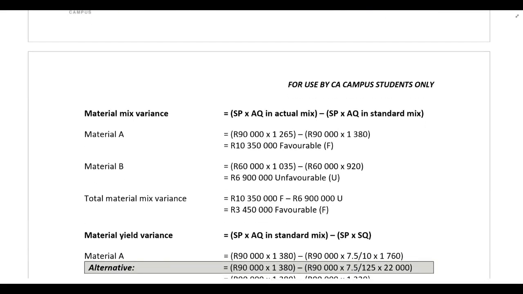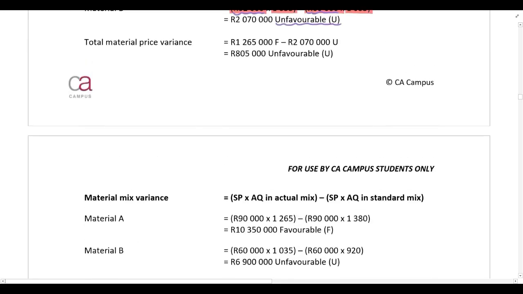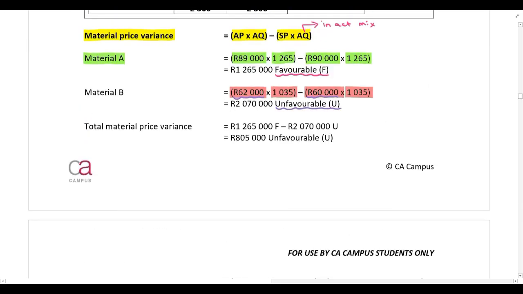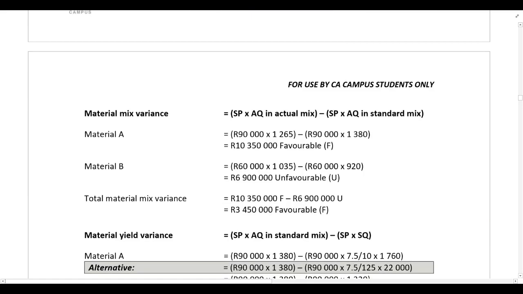Then we calculate the material mix variance. Now, this variance starts where the last variance ended off. So the last variance ended with the standard price multiplied by the actual quantity in the actual mix. So that's where this variance starts.